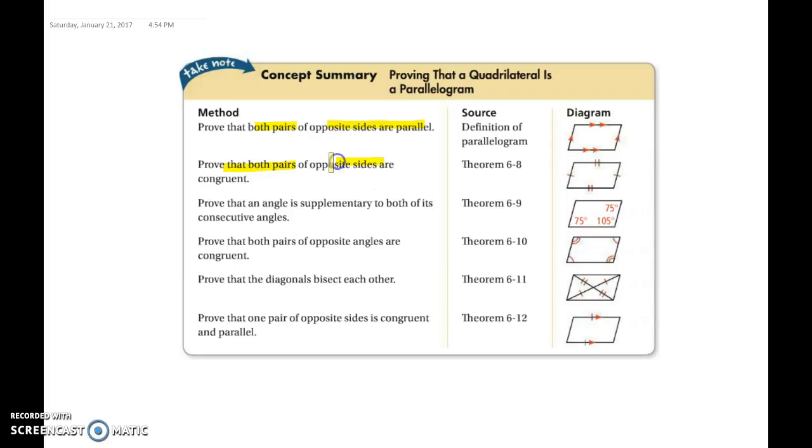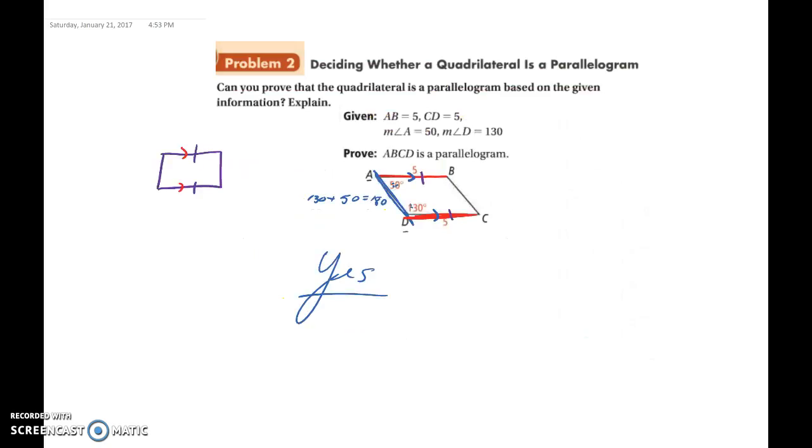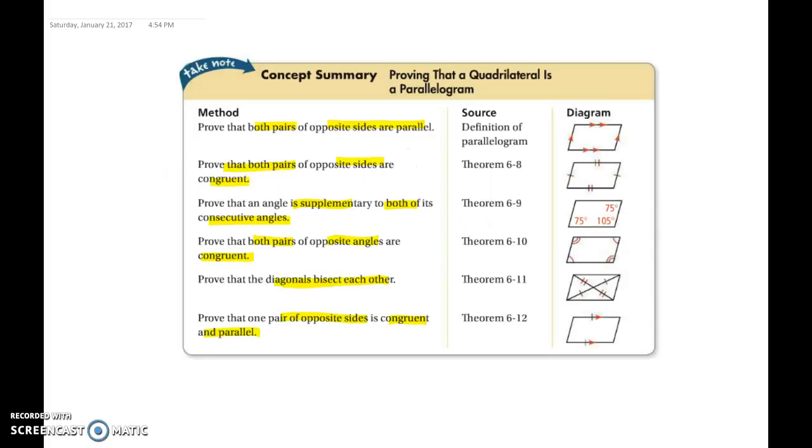That both pairs of opposite sides are congruent, parallelogram. Prove that an angle is supplementary to both of its consecutive angles. So it's a key thing, both. It has to be both. Prove that both pairs of opposite angles are congruent. Prove that the diagonals bisect each other. And prove that one pair of opposite sides is congruent and parallel, like we did in this question. All right, so any one of these and you can show it's a parallelogram. And once you show one of them, then you know every single trait and every single characteristic is there.